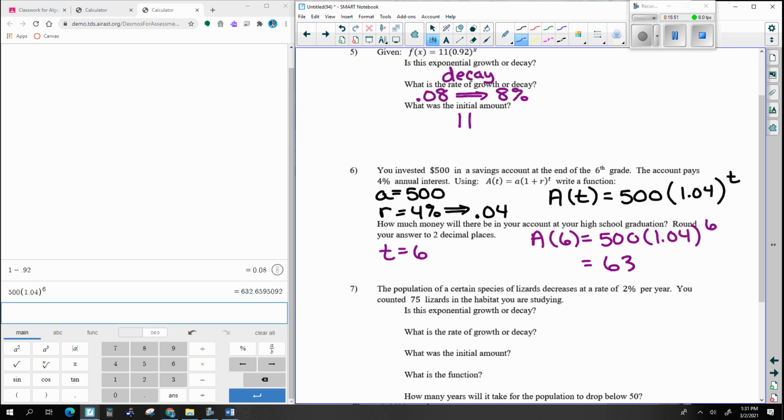And there would be $632.66. Not too bad. $132 growth. It's pretty good. Imagine what would be in your account if you let it stay there longer.